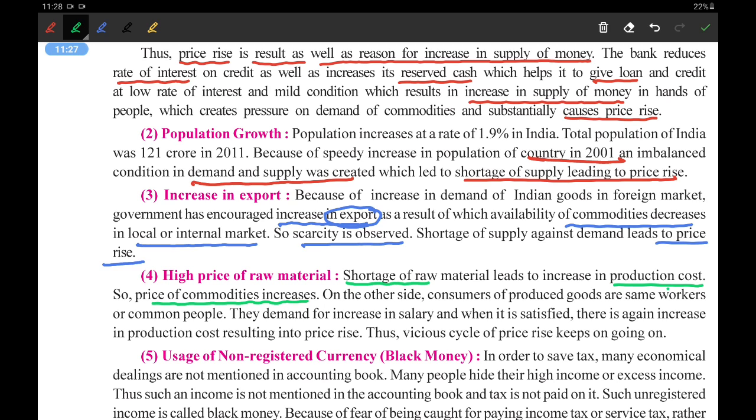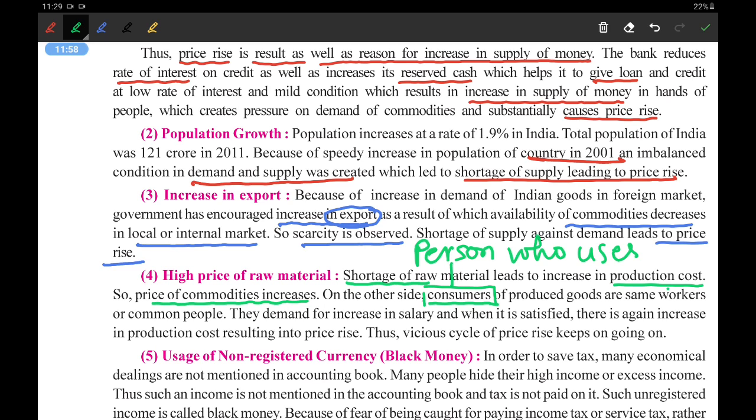On the other side, consumers of produced goods are the same workers or common people. The consumer means the people who use. I told you that we will give a definition. Now, a consumer is the person who uses the product. Okay, the end user. We can be termed as consumers. You also can be termed as a consumer. Consumers of the produced goods are the same as workers.